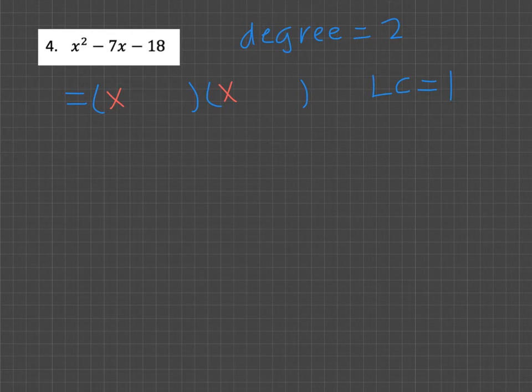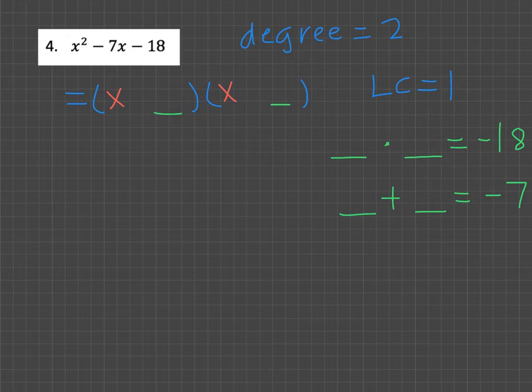Now, to fill in the other places, we want to find the two numbers that multiply to the constant term, which is negative 18. We want to make sure we include that negative on there, and add to the coefficient on the x term, which is negative 7.